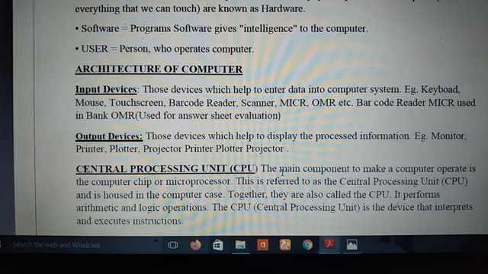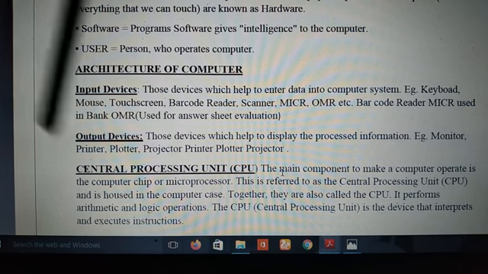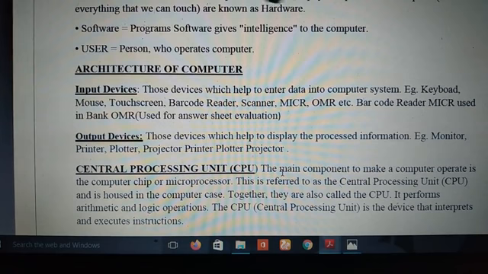Start with the input device, the device with the help of which we enter data into the computer system. For example, keyboard and mouse are examples of input devices. Barcode reader is also an example of an input device. Output device is the device with the help of which we display processed information. So an output device is a device which shows the output. Here, this screen monitor is an example of an output device.